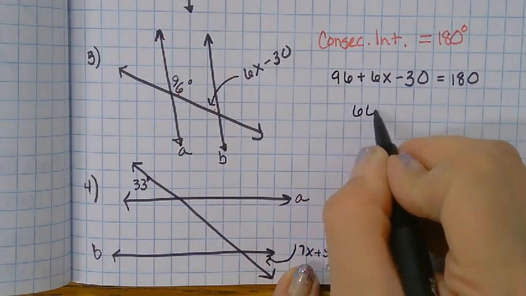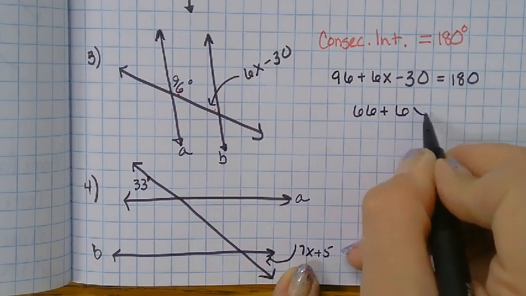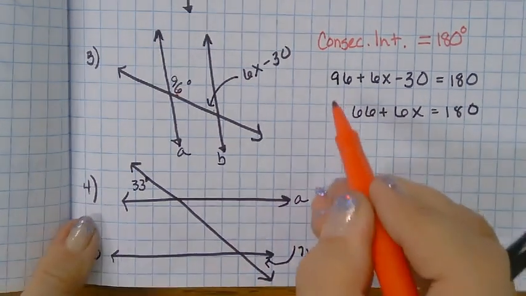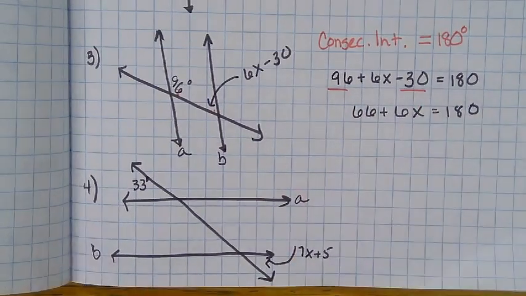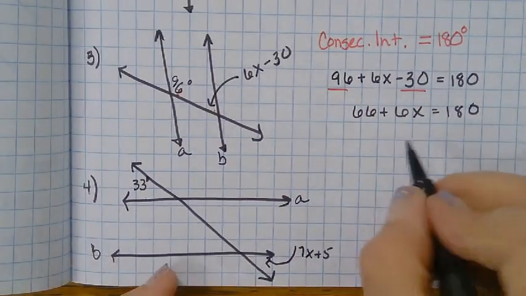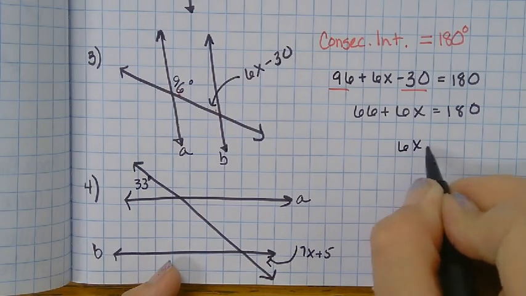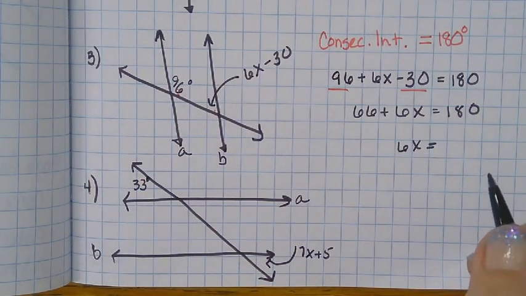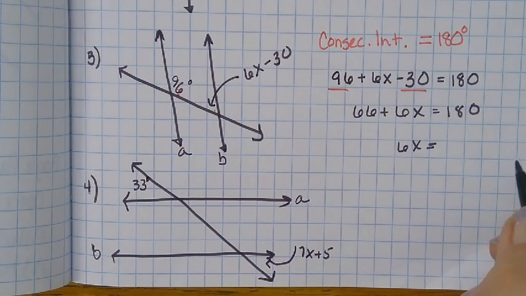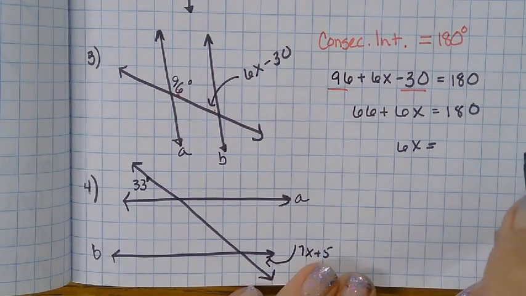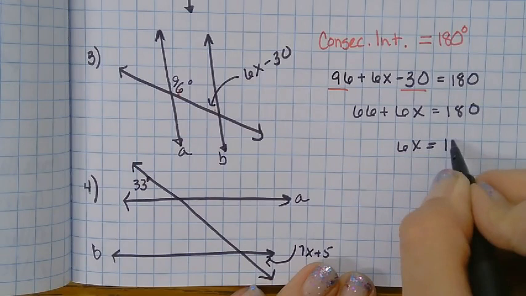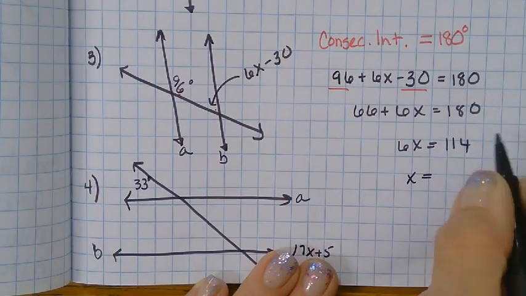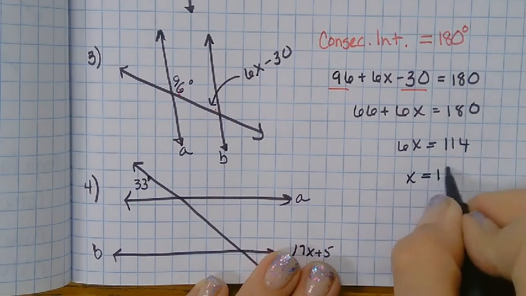So it would be 66 plus 6x equals 180, because we're combining these two like terms. Then subtract 66 from both sides. So 6x equals 114. Divide both sides by 6, and x equals 19.